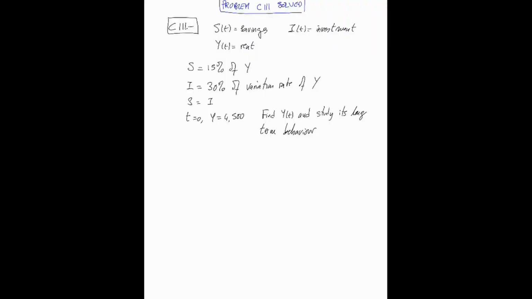Solve problem C111, as promised because of today's class. Okay, the problem is set here.